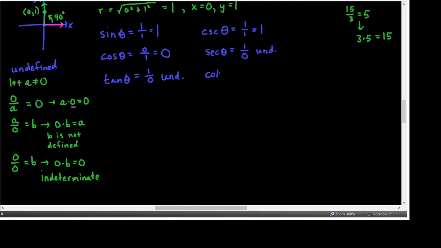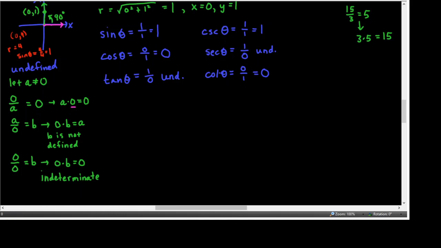Cotangent of theta is x over y, which is 0. Now, just for grins, I want you to think about, well, what if instead of 0, 1, I picked 0, 4? Well, r would have been 4. If you do the calculation, you get 4. And like for sine of theta, you would have gotten 4 divided by 4, which is still 1. So the answers won't change.